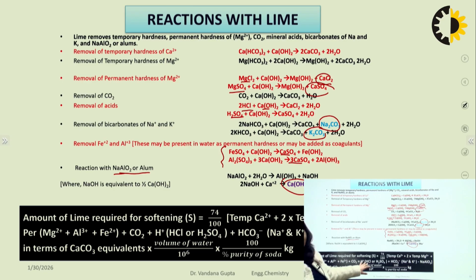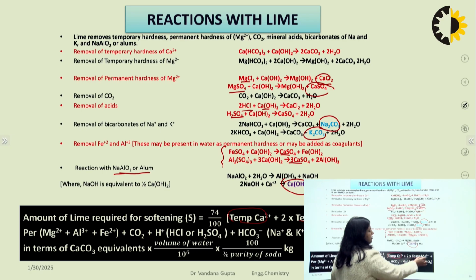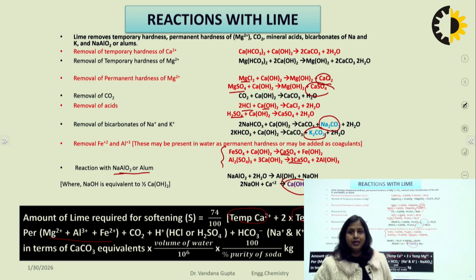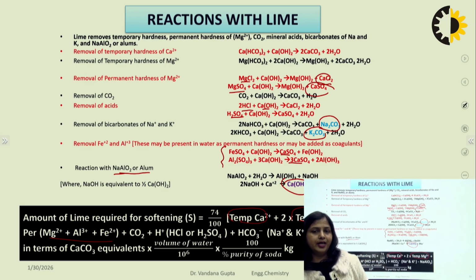Amount of lime required for softening is 74 divided by 100. 74 is the molecular weight of lime. Lime can remove temporary calcium hardness, so we use temporary calcium. Lime can remove temporary magnesium hardness, so we multiply by 2 because we require twice the amount of lime to remove temporary hardness of magnesium. Lime can remove permanent hardness of magnesium, aluminum, iron, but lime cannot remove permanent hardness of calcium. Lime can remove carbon dioxide.